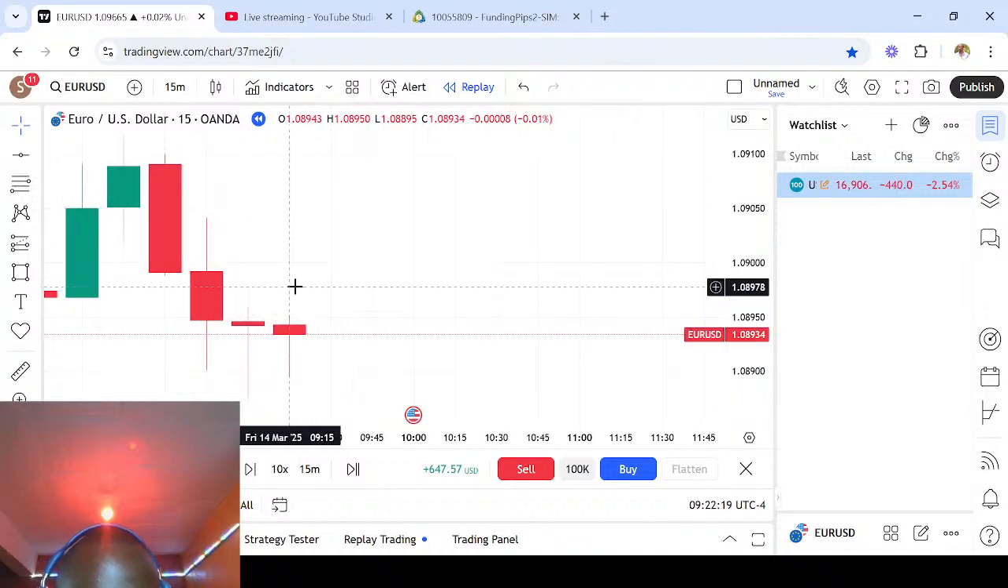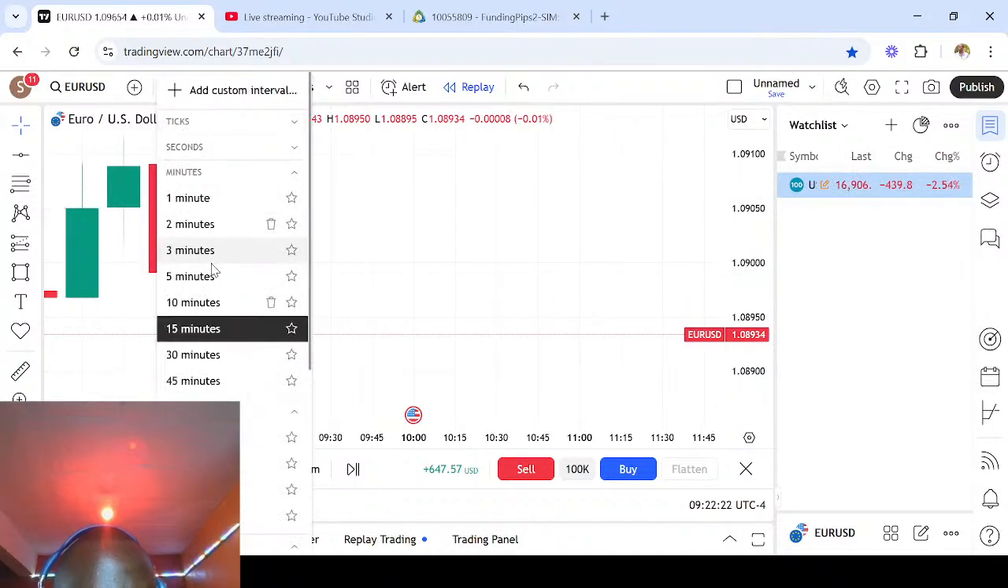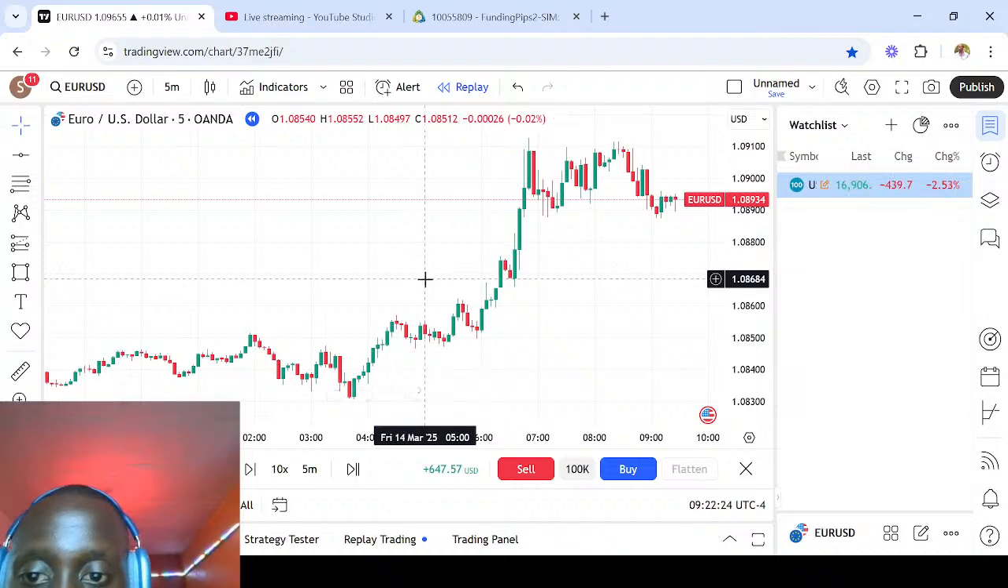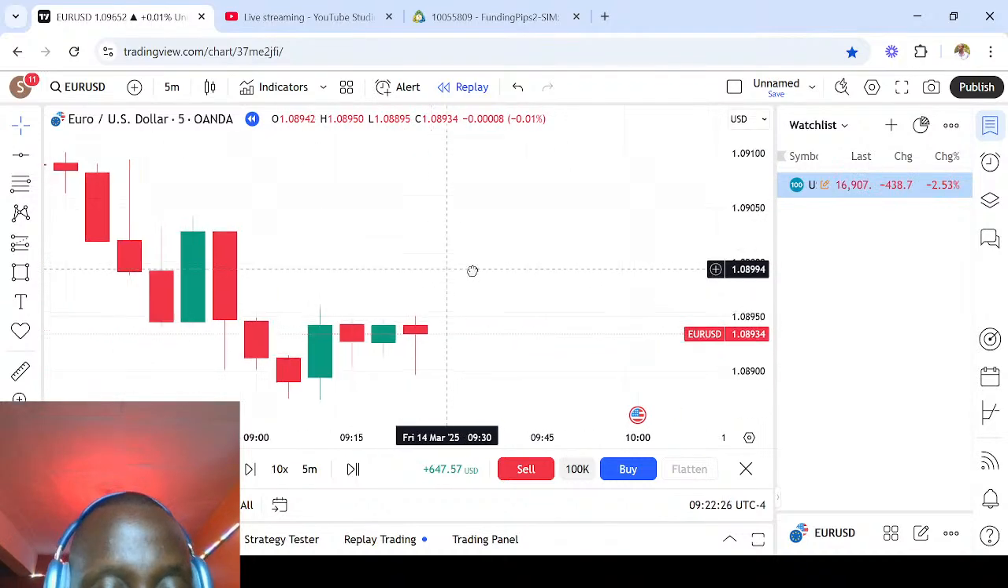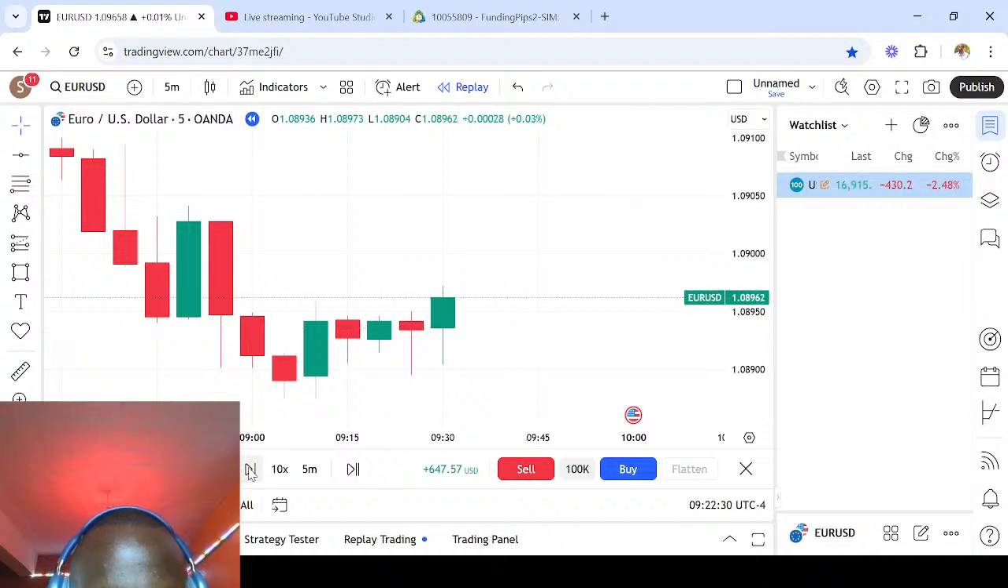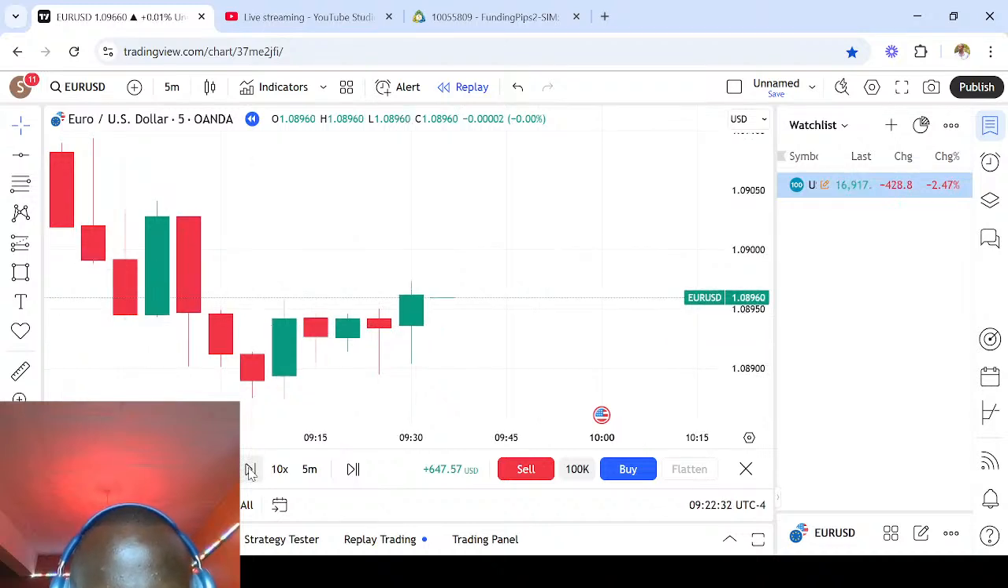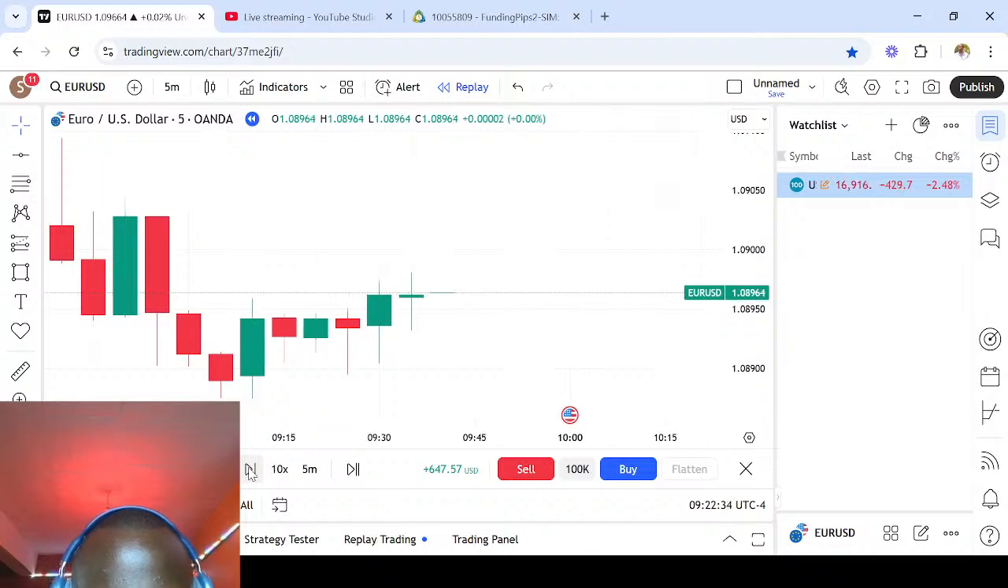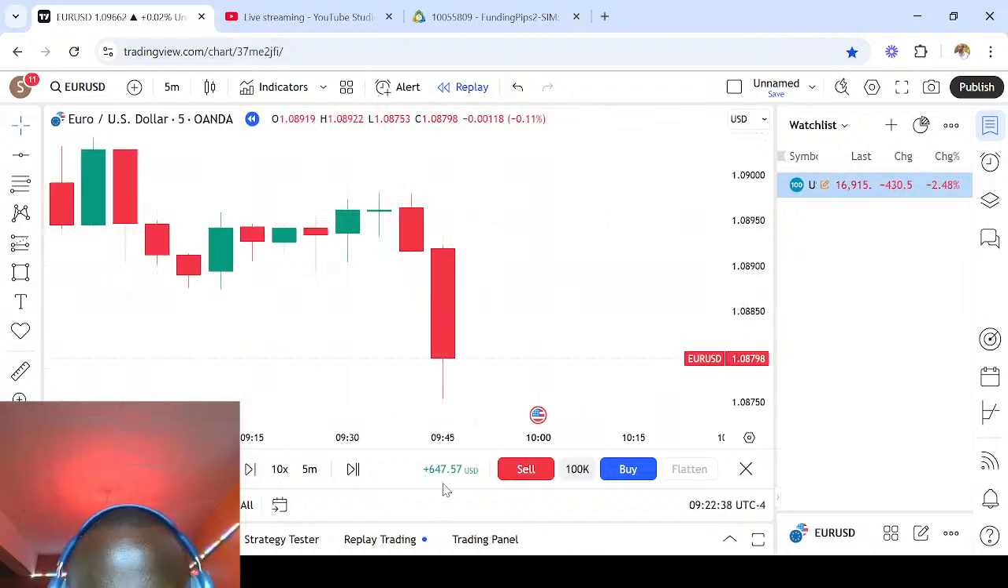All right, so this is 9:15 to 9:30. We go to the 5-minute. And right off the bat, we wait for 9:30. 9:30 opens as a bullish candle. We want that confirmation. Not yet. We are now reversing. Yes, now we can sell.